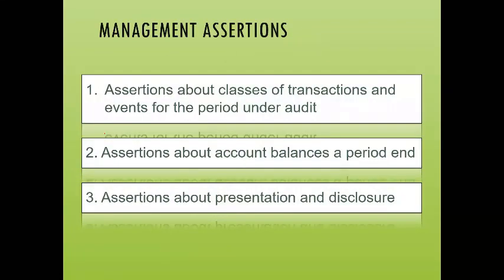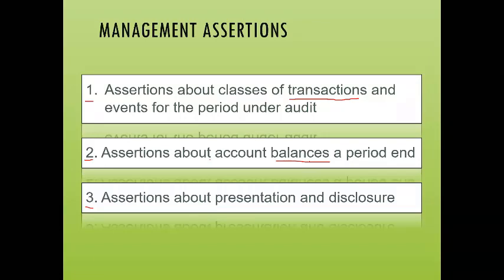We have 3 categories of assertions. Assertions about classes of transaction and events for the period under audit. Here I'm concerned with criteria to be taken into consideration for recording the transaction. The second type of assertion is about account balances. And as you know, there is a big difference between transaction and balance. Transaction is the individual transaction to be recorded in journals.